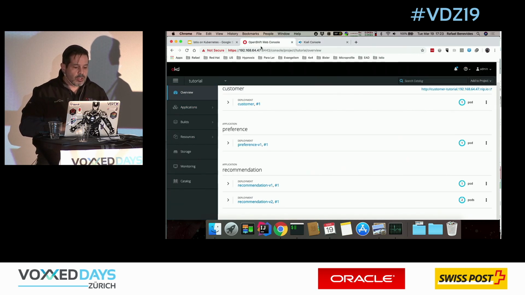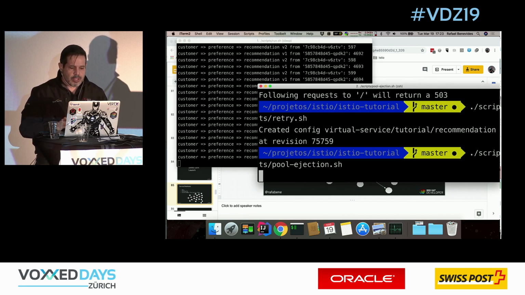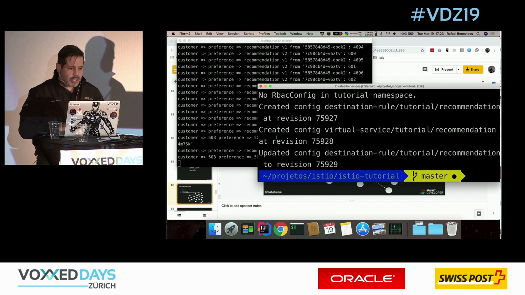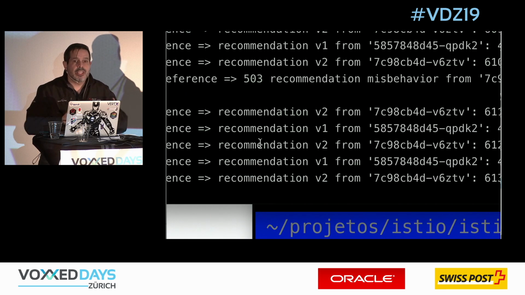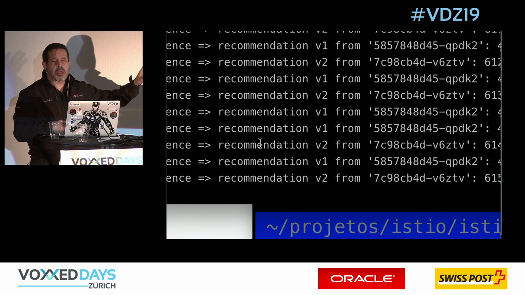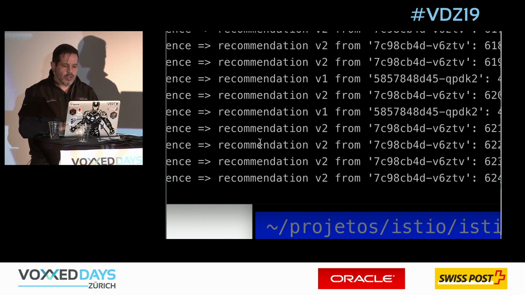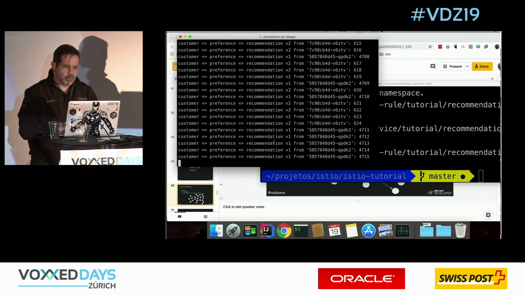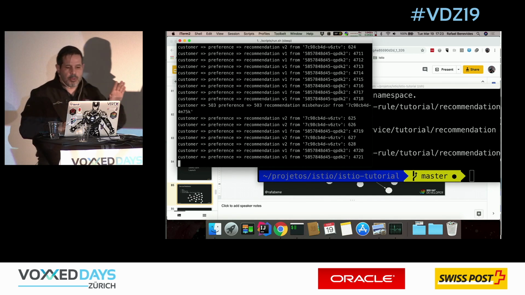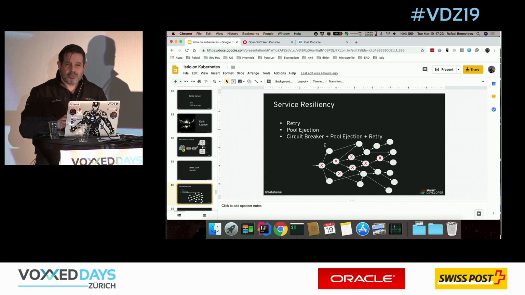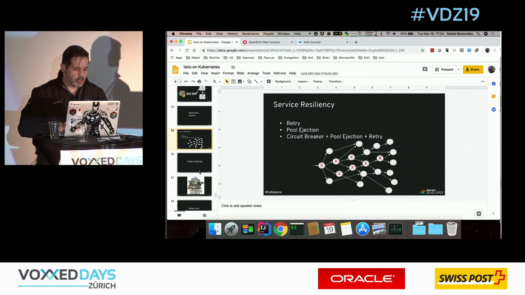Okay. For resilience, we can also have pool ejection. Pool ejection is a little bit different because it allows you to access the failing instance, but when it sees that there is a failure, it ejects it from the pool and avoids it for some seconds. Then it might try it later and see if it's working again. So let's wait. We'll see that it will try v2 again. It tried, it's not working again, so it ejects it from the pool. And of course you can have great resilience if you write a circuit breaker, a pool ejection, and a retry policy. That would be great.